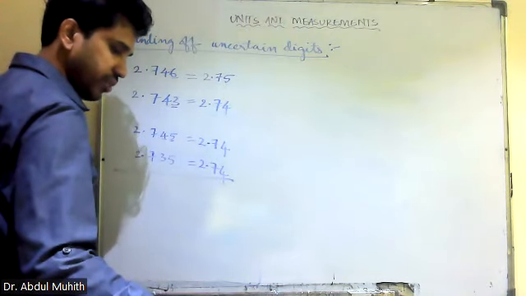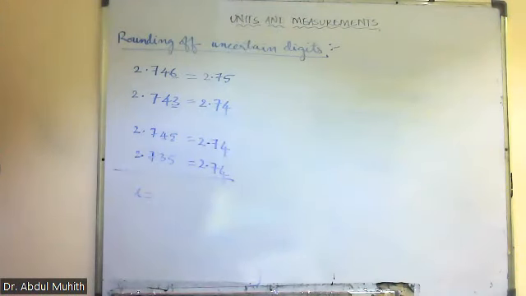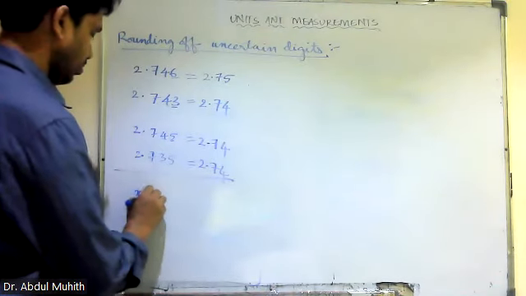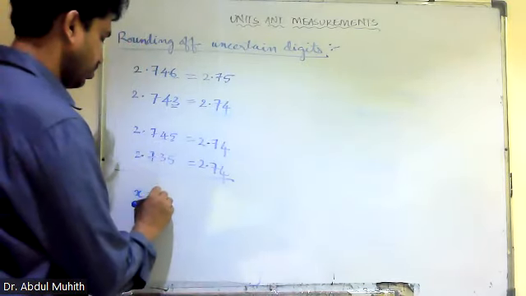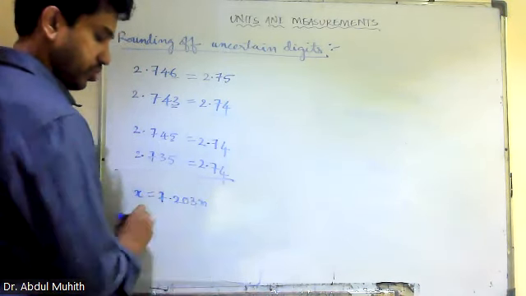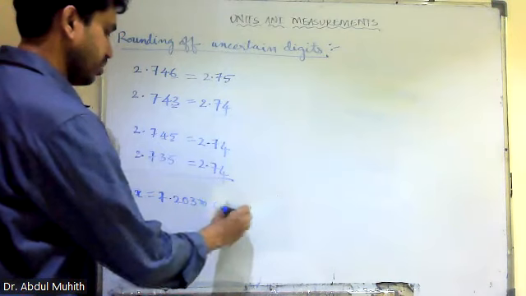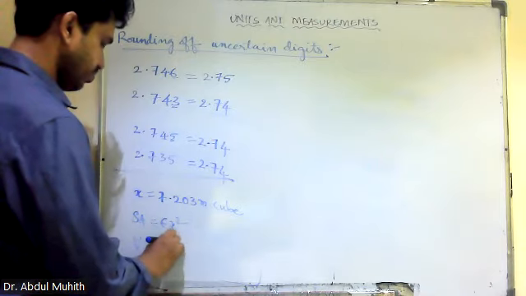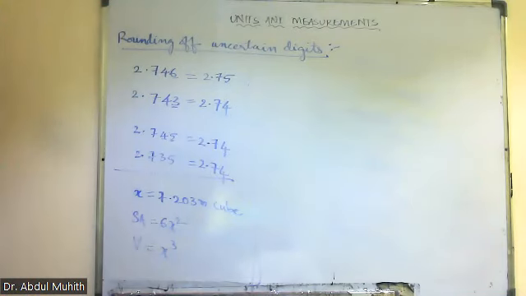So the side of a cube is given by x equal to 7.203 meters. I want to find out the surface area of the cube. Okay, this is a cube. Surface area is what? 6x square. And volume is x cube. I want to find out the surface area and volume.